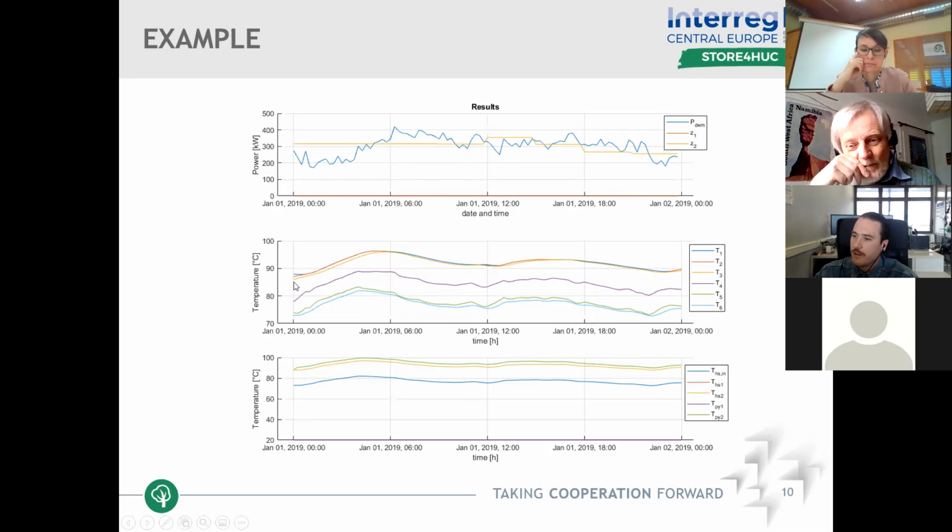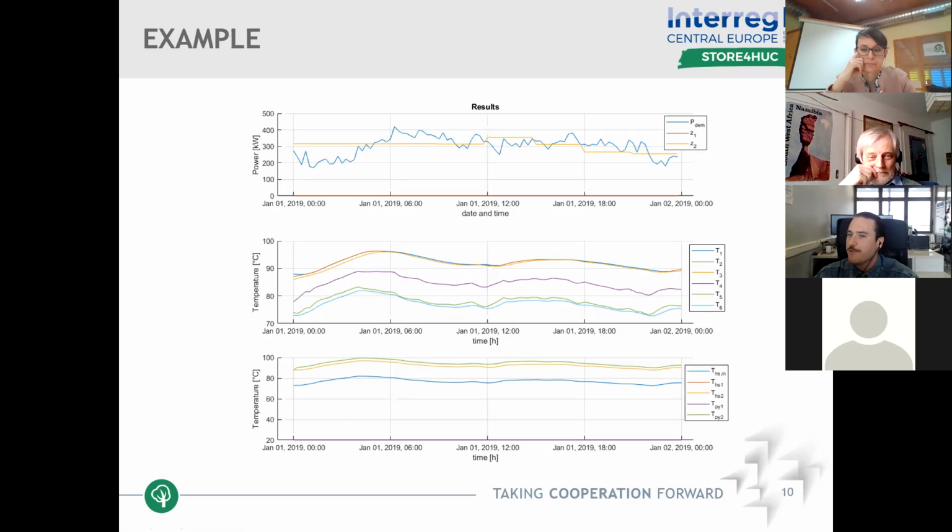And as you see, the temperature requirements are satisfied. The requirement is 85 degrees. As you see, in every step, the temperature is more, even much more than needed. So everything is satisfied, and we used less energy.